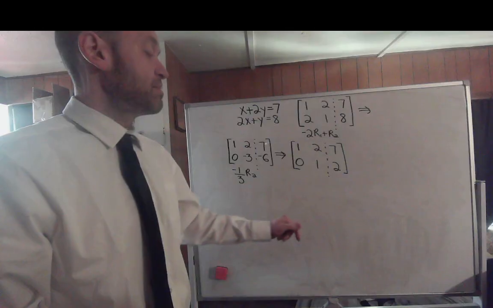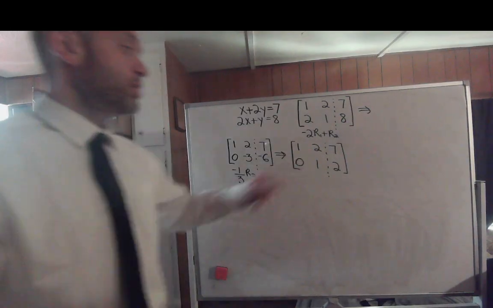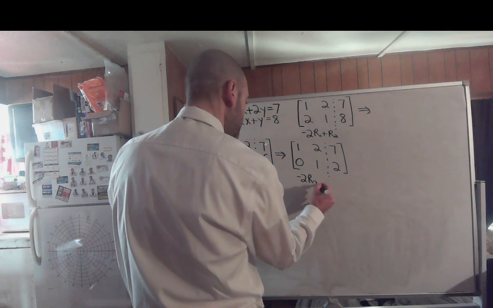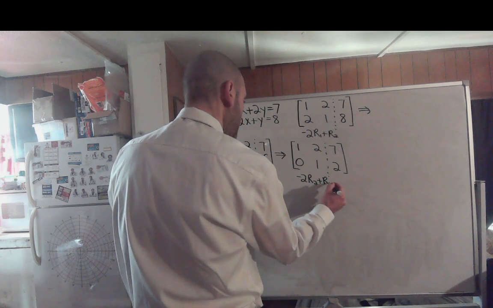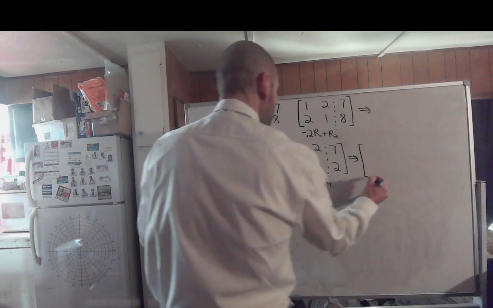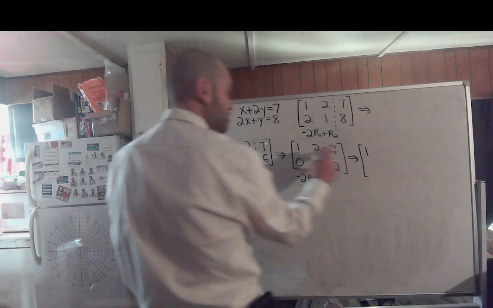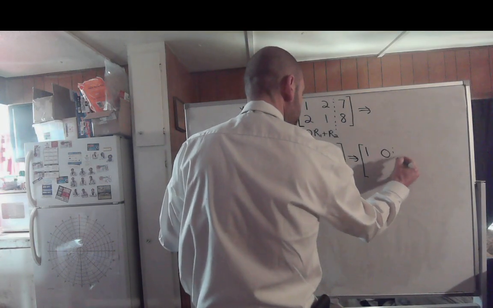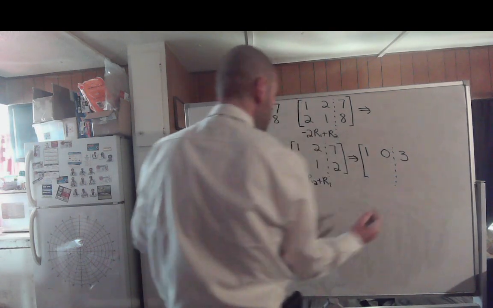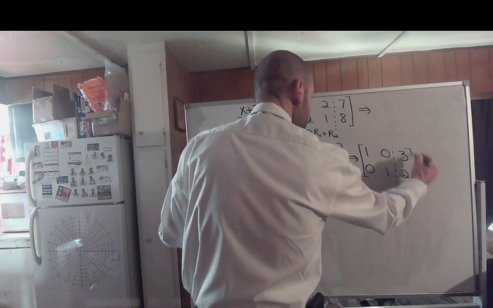That means we need to make the second digit in row 1 a 0. So if we take negative 2 times row 2 and add that to row 1, we can make that happen. So let's see, negative 2 times 0 is 0, plus 1 is still 1. Negative 2 plus 2 is 0. Negative 4 plus 7 is 3. And then row 2 is left alone. You have 0, 1, and 2.